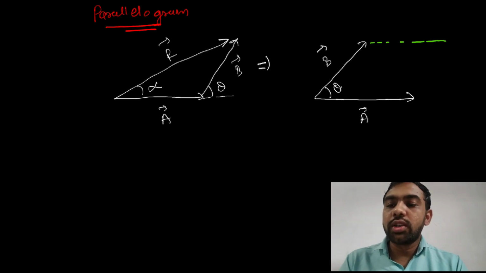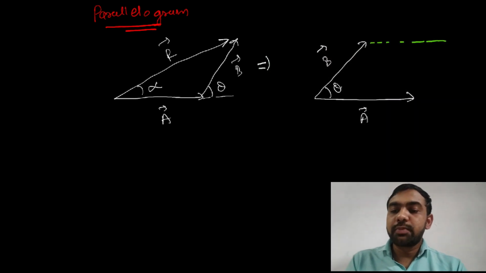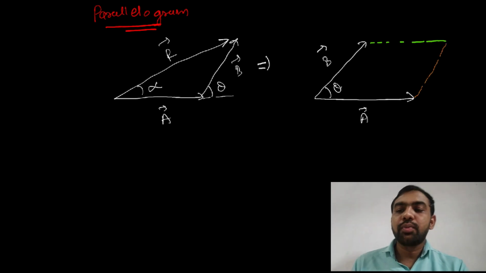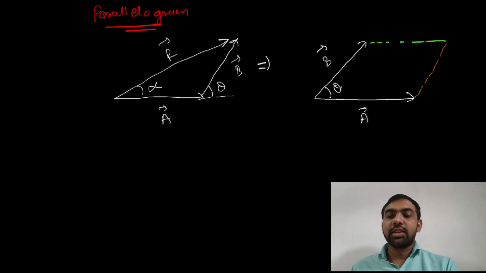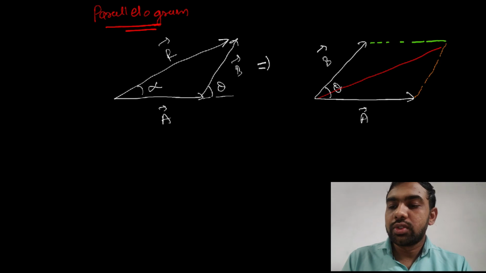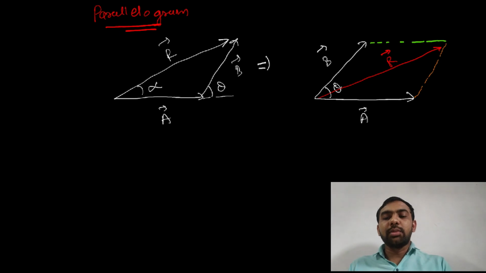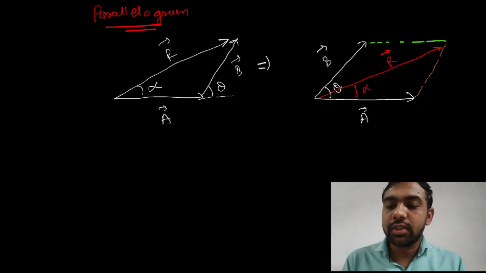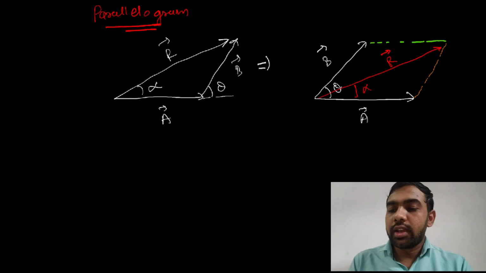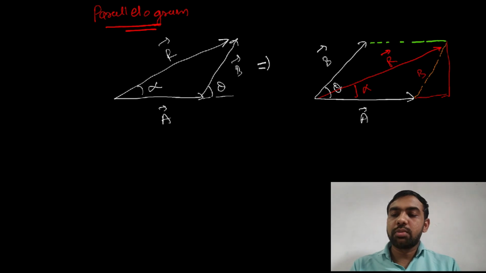Now you draw another line at the head of A, which is parallel to B, like this. So see, the parallelogram is created. This diagonal is the resultant in the parallelogram. So both figures are exactly similar, and here alpha is this one, here alpha is this one. And you draw the component like this. So if this is B, what is this? B sine theta. What is this? B cos theta, and that is the theta.